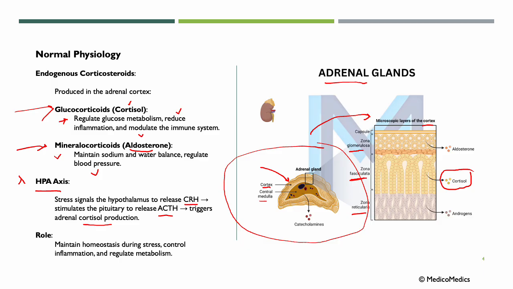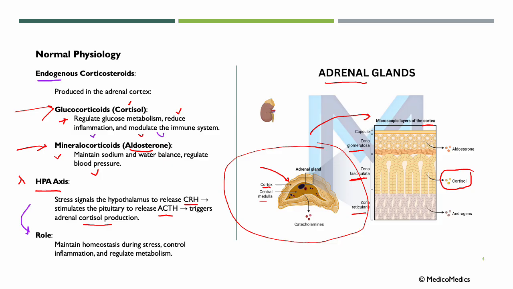And what is then the role of this cortisol here? Well, in this context, the role of cortisol is to help the body maintain homeostasis during stress. So, again, its purpose is to help regulate the metabolism, support cardiovascular function, control inflammation by, for example, reducing it, modulating the immune system, etc.